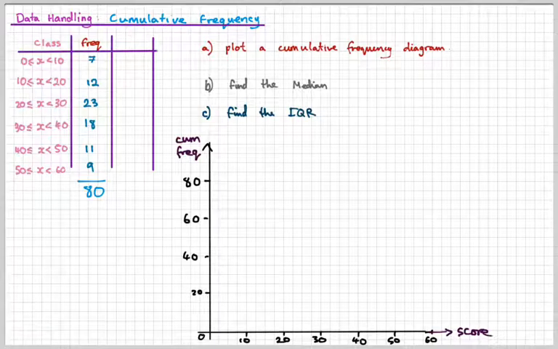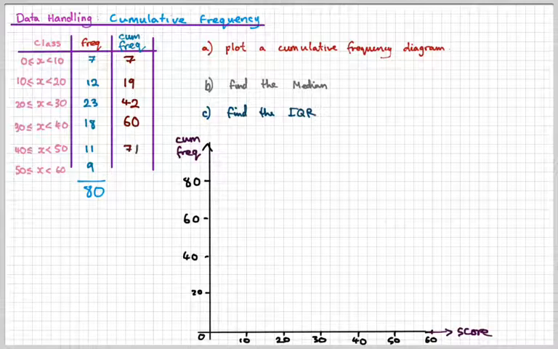So we're going to need the cumulative frequencies. Okay, so cumulative frequencies are going to be 7 plus 12 is 19, 19 plus 23 is 42, plus 18 gives you 60, plus 11, 71, and then plus 9 gives you 80. Now, your final cumulative frequency number there, 80, should be the same as the total.